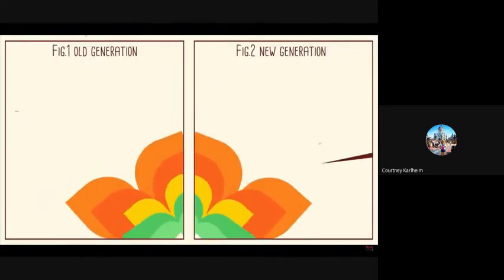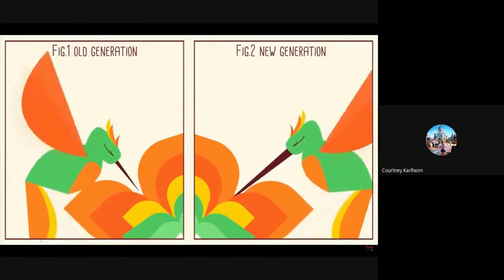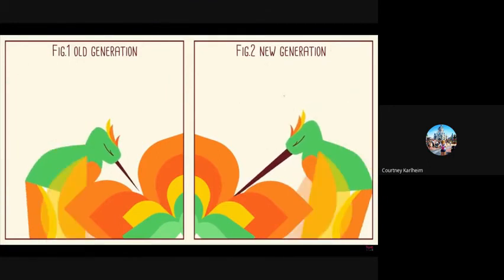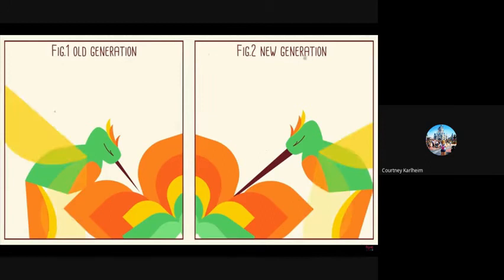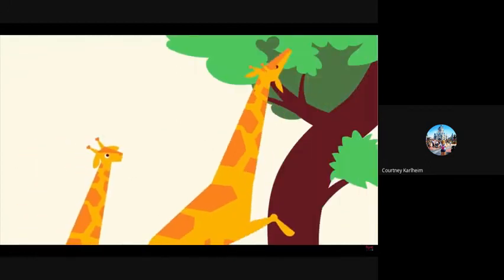Lamarck also thought that these changes caused by the animal's struggle to survive were passed on to the next generation, which then continued the evolutionary process. In other words, a new baby giraffe would have a longer neck as a result of its parents stretching for their food.